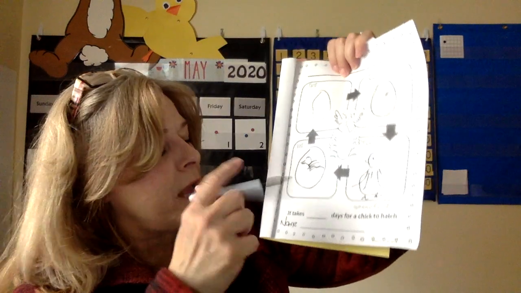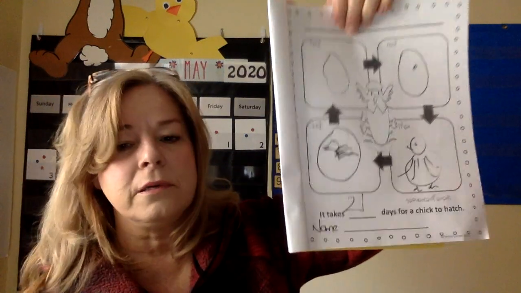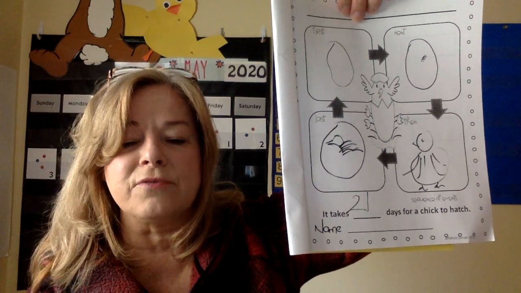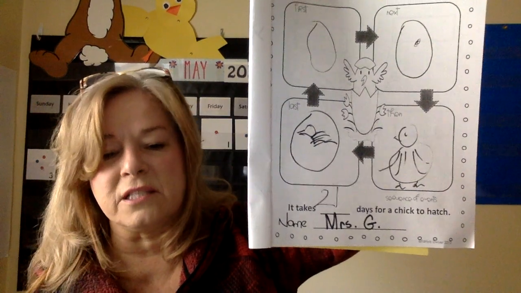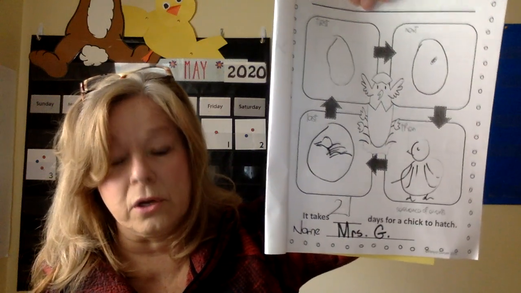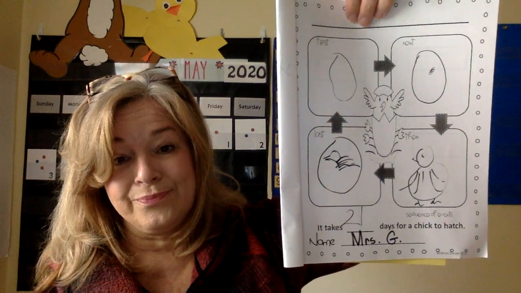And then at the bottom of the page, you would put 21. It takes 21 days for a chick to hatch. And then, of course, you would write your name with one uppercase, the rest lowercase, but I write the G because it's for Gustafson, and you always capitalize the first letter in your last name, too. So you've got quite a bit of work today. You're going to have so much fun making your chick. You're going to love it.